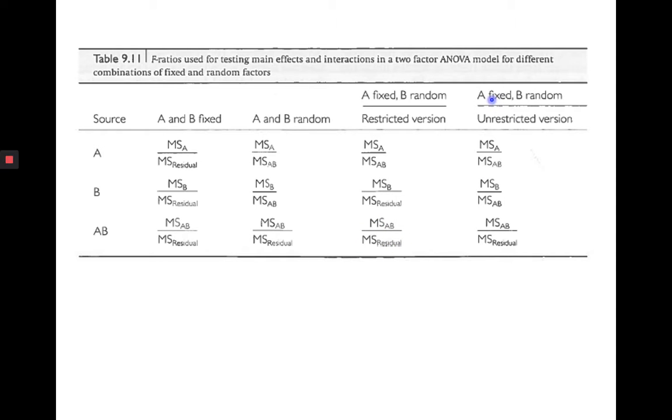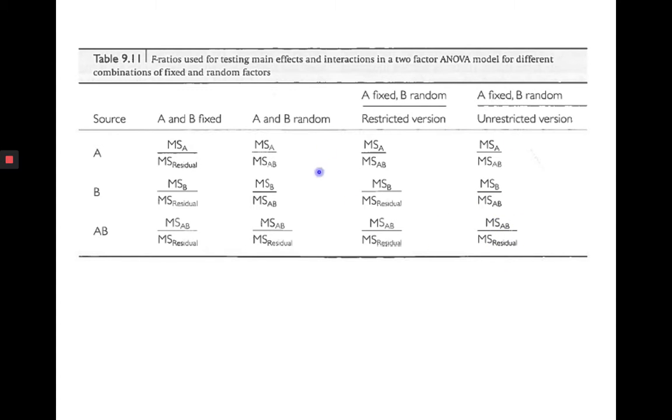Same way, well, there are two versions. The restricted version is one, and the unrestricted version is the version that we're going to pay attention to, where you basically divide your main effects by the interaction term and your interaction term by the residual.